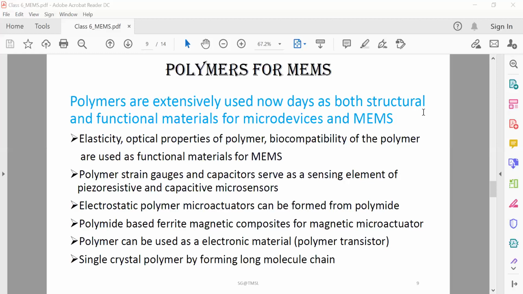A single crystal polymer is also possible by forming long molecule chains. Polymer chains are created, and those chains are regularly repeated in a particular material. If you arrange those chains in a regular way, then it will work as a crystal. Research is going on day by day on how to get good quality polymer crystals.